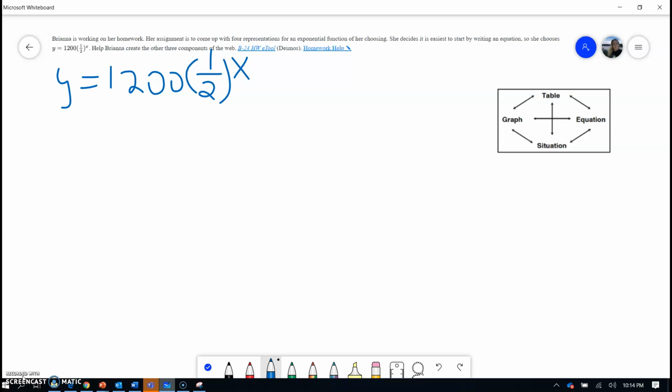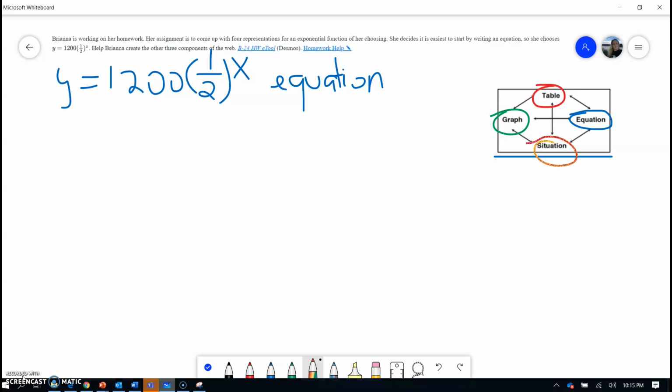So this one here that we have, she's chosen equation. We're going to put that in blue. If you look over here at our math web, equation is over here. So that means we have to come up with 3 other things: a table, a graph, and then we get to be a little creative and come up with some kind of situation. I'd like to start with a table. So I'm going to put everything that's table related in red for us.